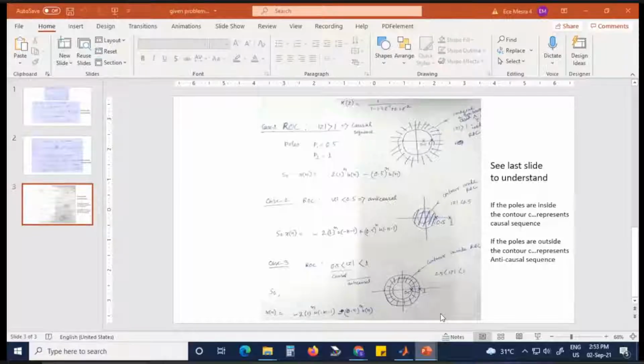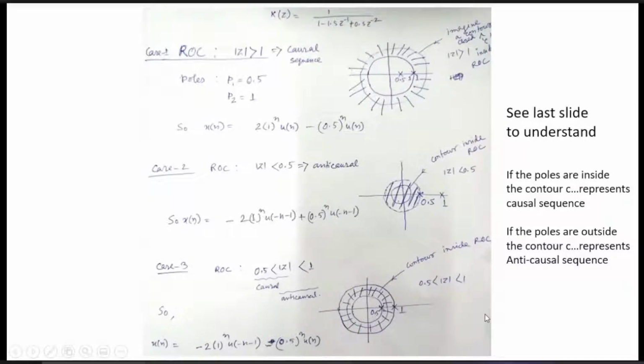Abhinav, can you tell which pole lies inside the circle in the graph? 0.5, sir. Yes. And which pole lies outside the contour? The 1, sir. Yes.